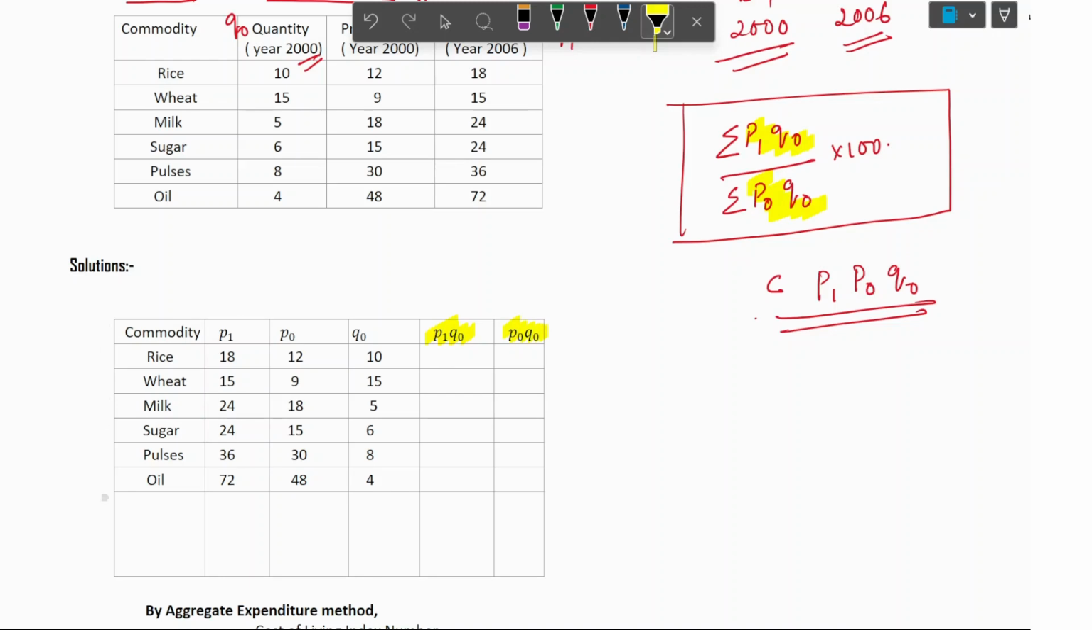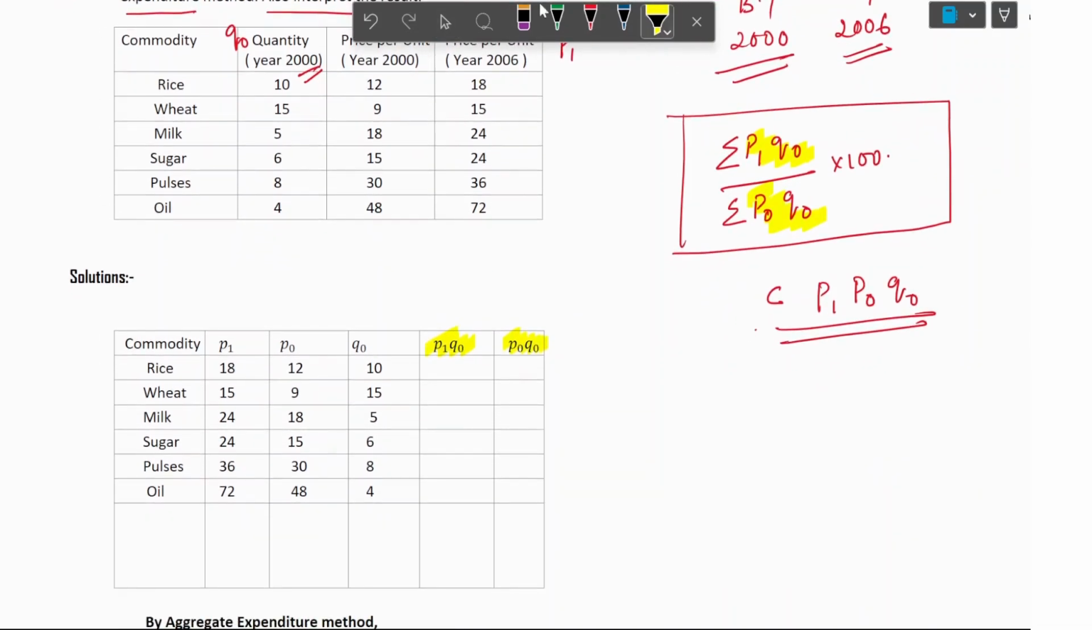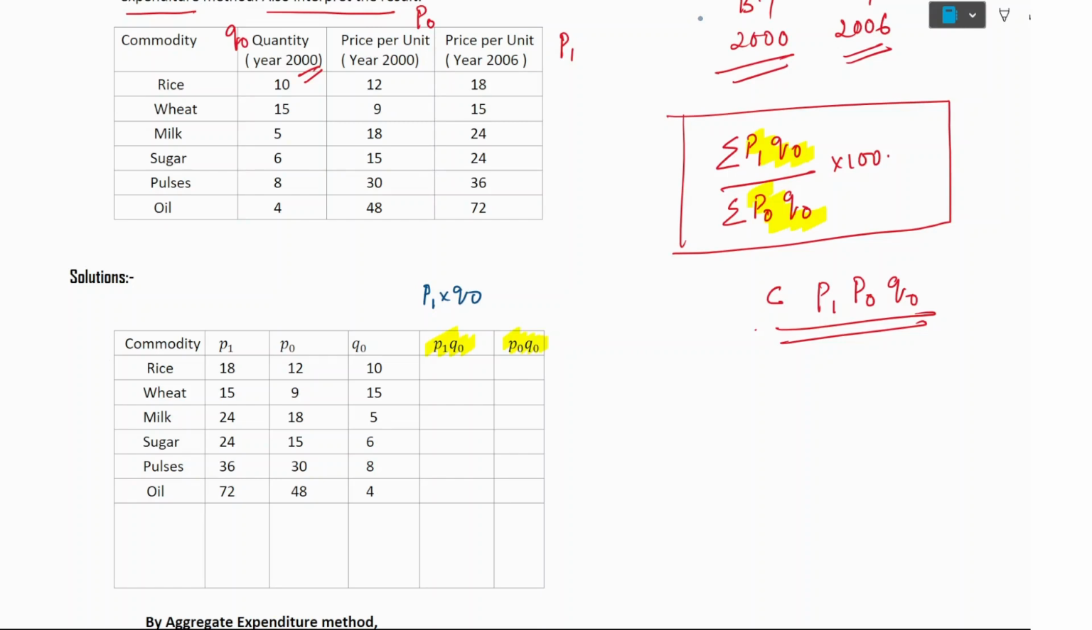Now I have already copied the values. While copying, don't make mistakes. P1 means the current year price, that is the 2006 price: 18, 15, 24, 24, 36 and 72. Then P0 next and Q0. Now what is P1 Q0? P1 Q0 means P1 into Q0, right? You multiply P1 with the corresponding Q0. Next column, P0 into Q0.